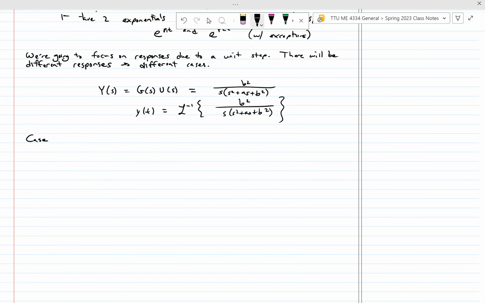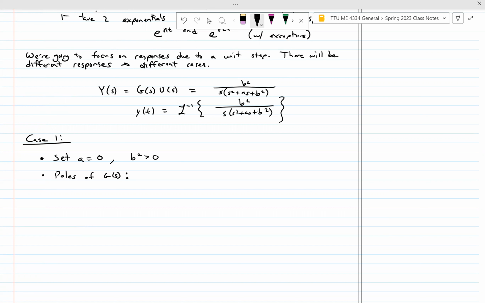So case number 1, right? What I'm going to do here is choose different values for A and B. For this first case, I'm going to say A is equal to 0, B squared is greater than 0. Really, B is greater than 0 is what we're going to focus on, right? And we're going to say our poles of G(s), right?